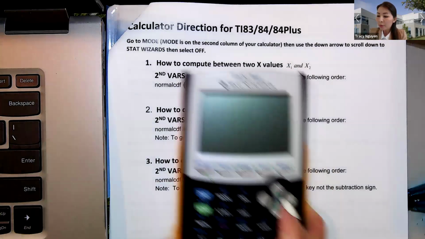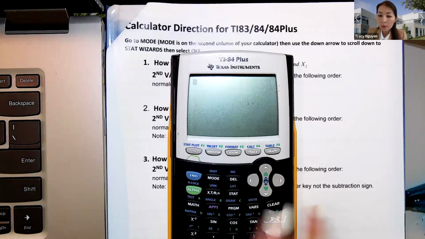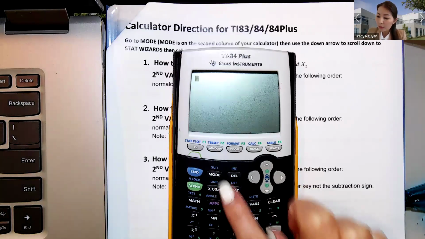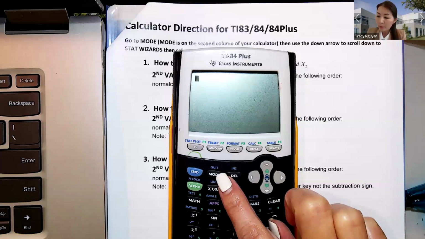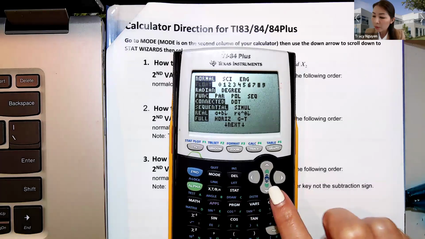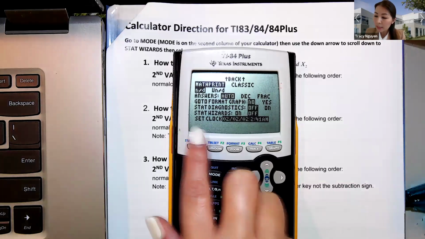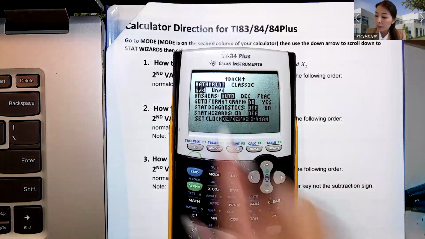So how do we do that? To verify that, you go to mode, which is in the second column of your calculator. You go to mode, then you go down until you see stat wizards here, okay?